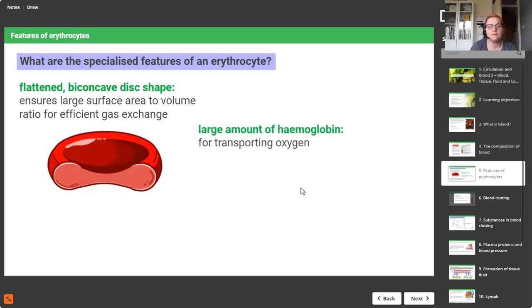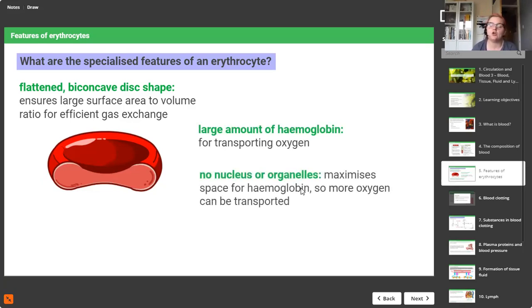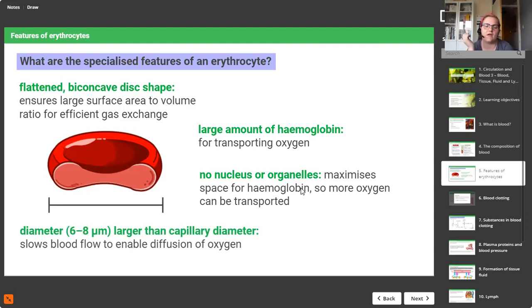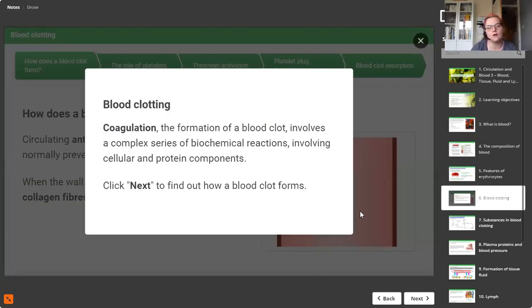They have a large amount of hemoglobin, and that allows them to transport oxygen. They have absolutely no nucleus or organelles, and that's to maximize space for hemoglobin so more oxygen can be transported. And their diameter is between 6 to 8 micrometers, and that is larger than capillary diameter, so this slows blood flow to enable diffusion of oxygen. So we're going to have a quick look at blood clotting now.